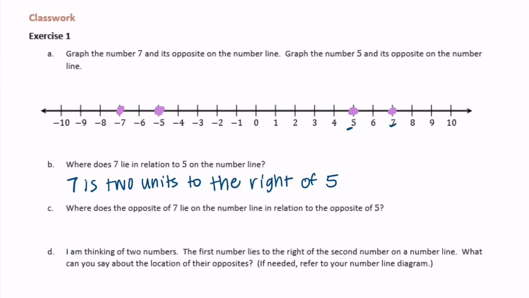Where does the opposite of 7 lie on the number line in relation to the opposite of 5? So the opposite of 7 is 2 units to the left of -5.